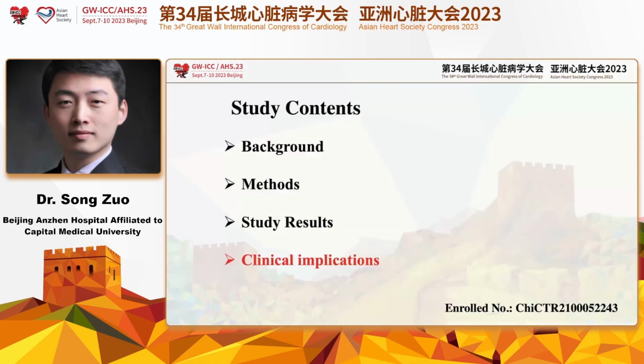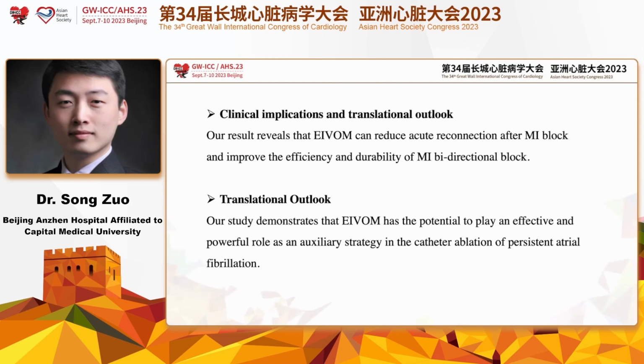The clinical implication. Our results reveal that EIVOM can reduce acute reconnection after mitral isthmus block and improve the efficiency and the durability of mitral isthmus bidirectional block. And our study also demonstrates that EIVOM has the potential to play an effective and powerful role as an auxiliary strategy in the catheter ablation of persistent AF.